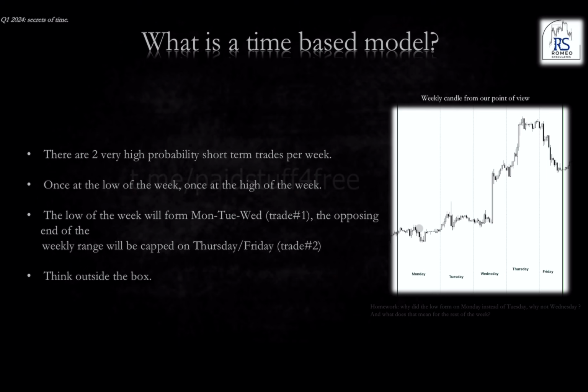Why? That's your homework. Think, when does the high of the week form on Monday instead of Wednesday, instead of Tuesday, for example? But to encapsulate the weekly candle, you can be sure that the low of the week is going to be made on Monday, Tuesday, or Wednesday. And the range will be capped on Thursday or Friday. And another thing is, the same candle, for example, let's take Wednesday. Wednesday cannot form the high and the low of the week.